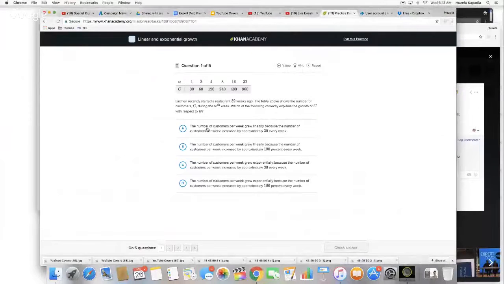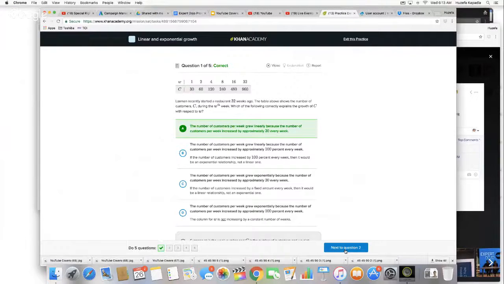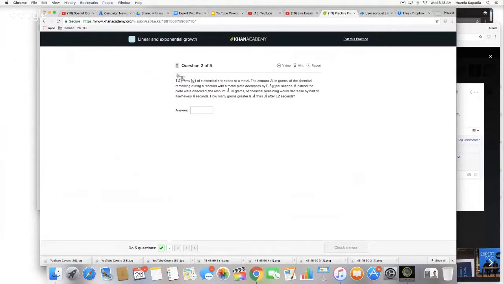There's C and D that talk about exponential growth. Try to trick us. It's not exponential. The number of customers per week grew linearly because the number of customers per week increased approximately by 30 every week. And we already said that. We know that's right. Let's go ahead and give this an answer. Boom, there we go. Next question.